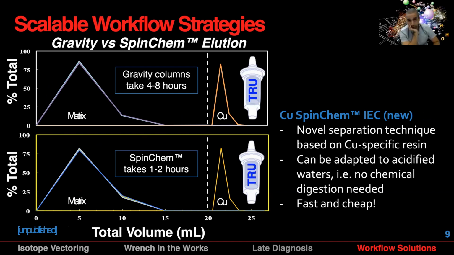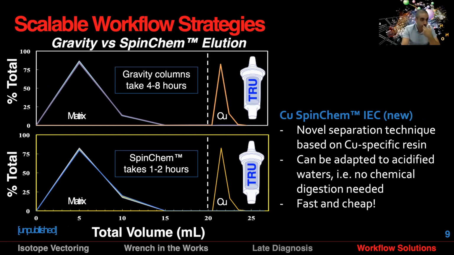More importantly, and I guess more relevant to what we're talking about today, you can do this for copper as well. So this is unpublished work that I'm continuing here at JCU, and the idea is the same. These are exactly the same type of elution profiles. What you can see is that this, again, goes a lot quicker. But the real novelty in doing this is that this is using a different resin than is traditionally used.